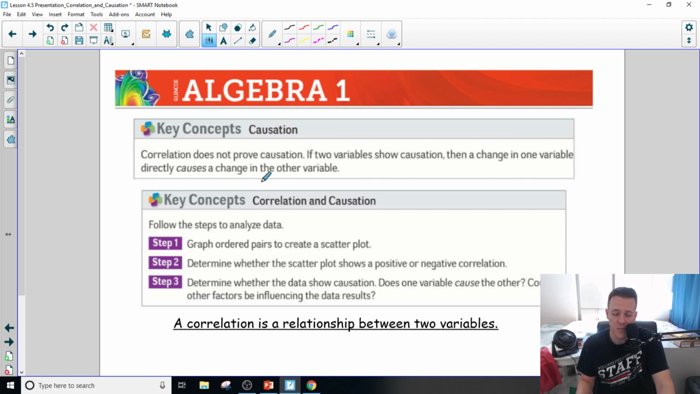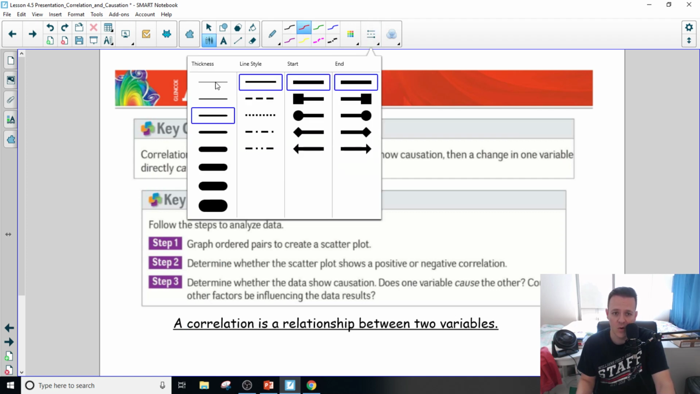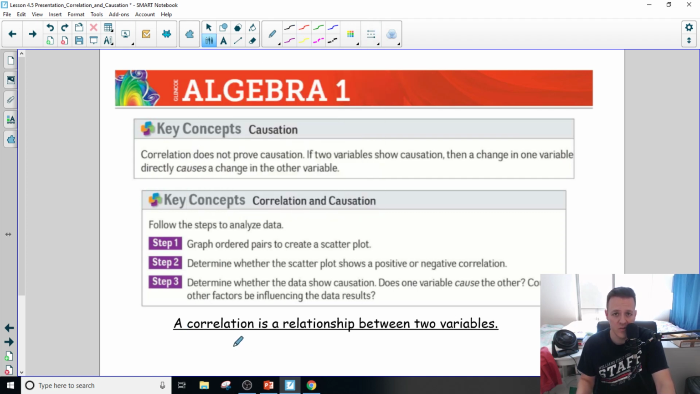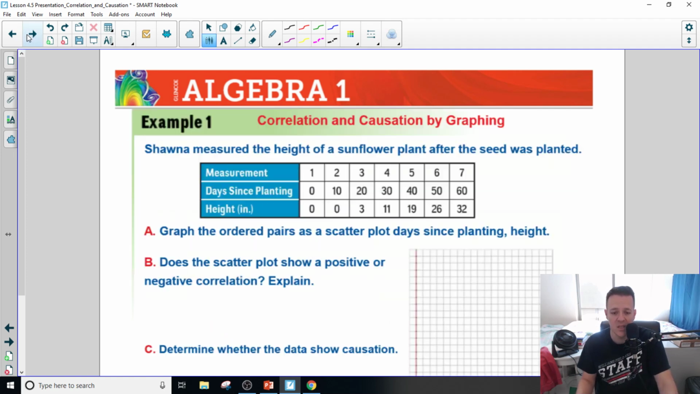As a matter of fact, I put a definition here at the bottom. Correlation is a relationship between two variables, and that's it. It just so happens there is a relationship between two variables. But if the two variables show causation, then a change in one directly changes the other. So what you would do is graph the points, determine if it's positive or negative, and then tell me whether the data shows causation, which means does one variable cause a change in the other. That's the big key thing we're looking for.